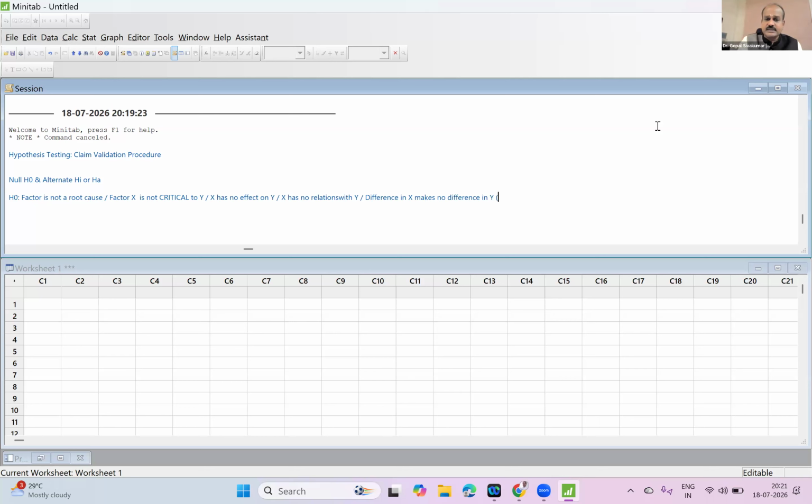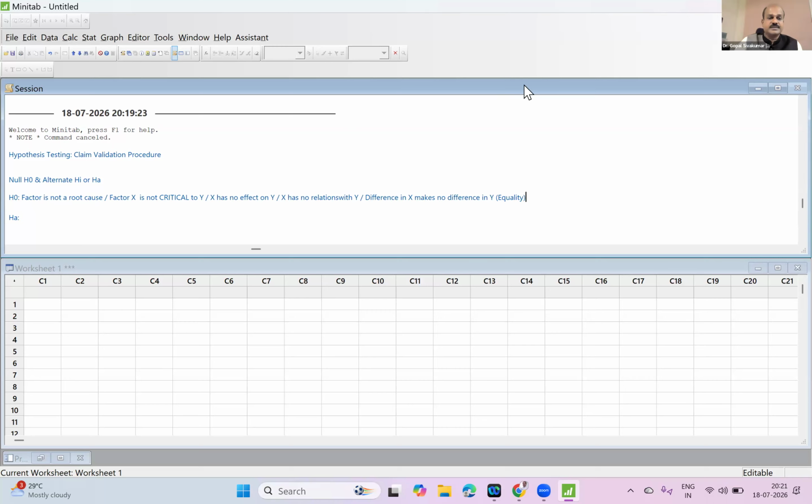So if the difference in X doesn't make any difference in Y, that is called a statement of equality. Mathematically, an equal to symbol should come. Are you with me, all of you? Null hypothesis? Yes, sir. Please confirm. Yeah.